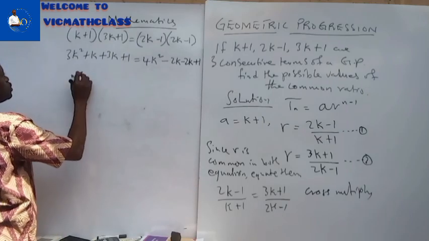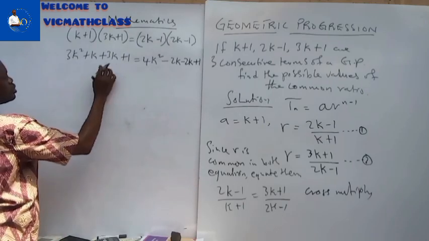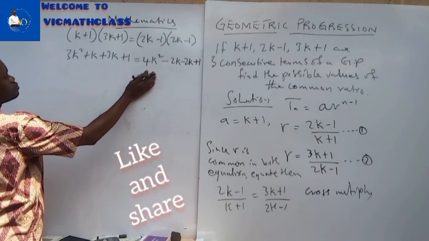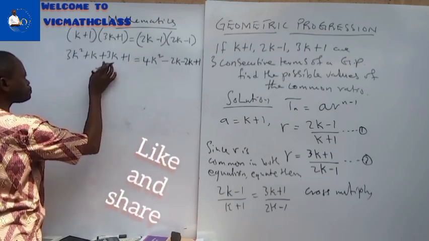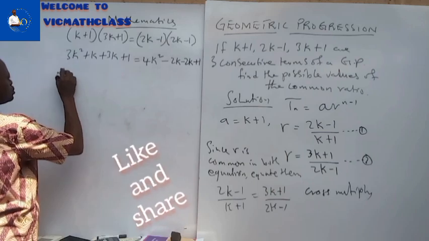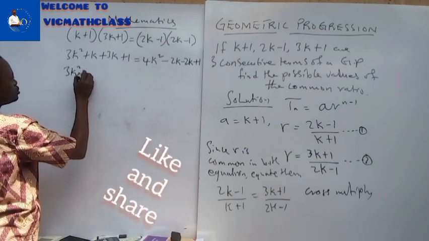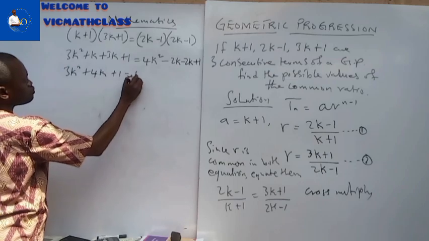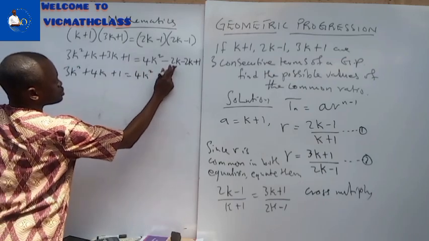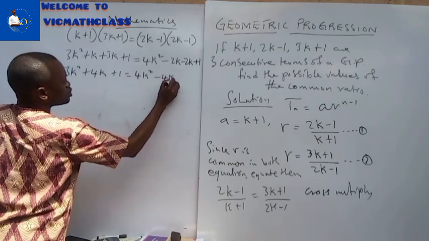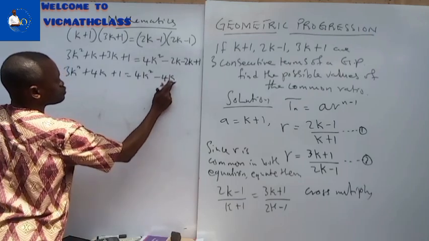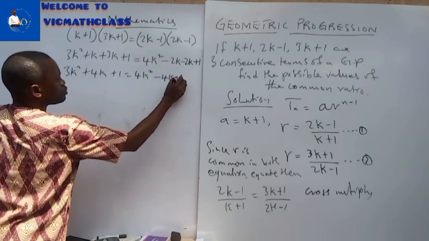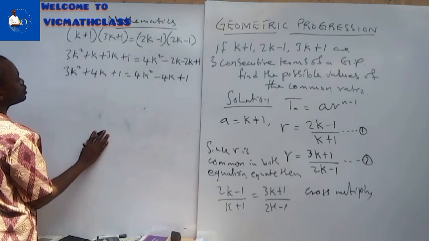We collect the like terms, and let me do it quickly. This is 3k squared. This and this will give me plus 4k plus 1 equals 4k squared. Minus this is minus 4k. Minus 2 will give me minus 4k. And then we'll bring down plus 1.